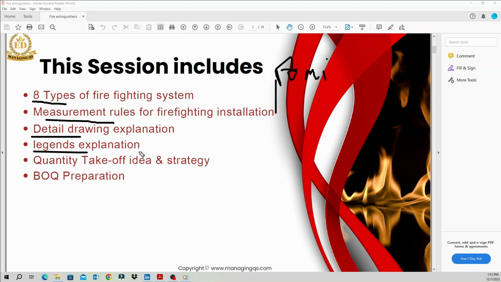So that's why we prepared a different presentation for these legends. Then we create the quantity takeoff ideas and strategies for the firefighting systems. So what are the components, equipment, and things to be considered for quantity takeoff purposes.